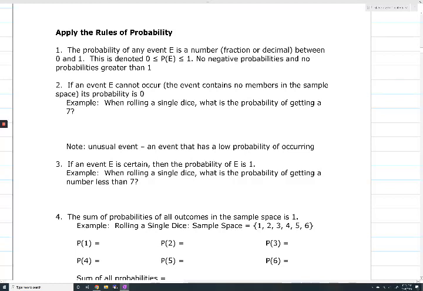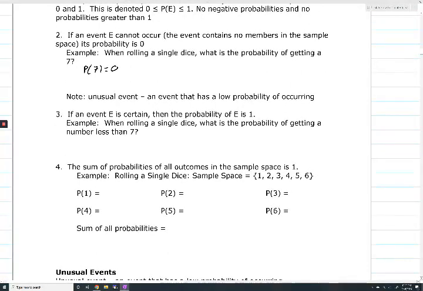All right, some rules of probability. When we talk about the probability of an event, that probability is going to be between 0 and 1. It can be equal to 0, it can be equal to 1, it cannot be negative, and cannot be greater than 1. If an event E does not occur, its probability is 0. So an example is, if you roll a 6-sided die, a normal die that's 1 through 6, the probability of getting a 7 is 0. You cannot get a 7 if that 7 isn't on the dice.